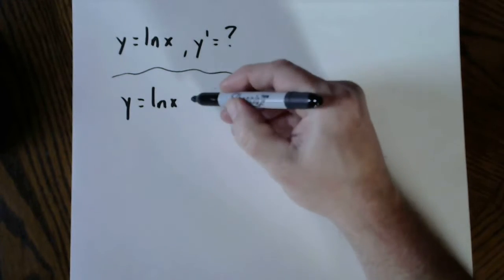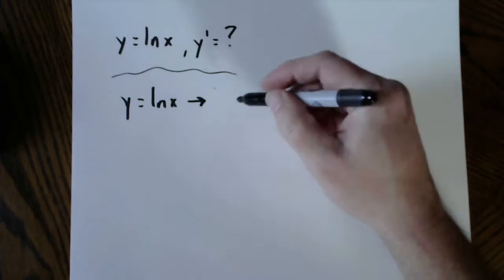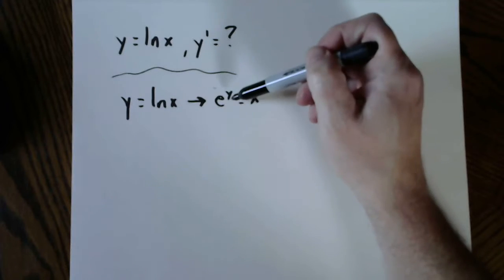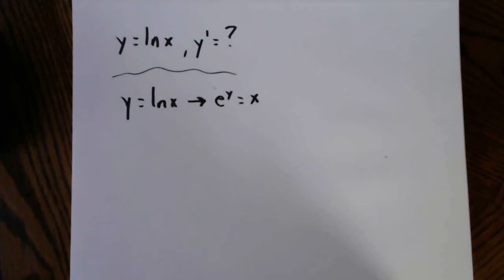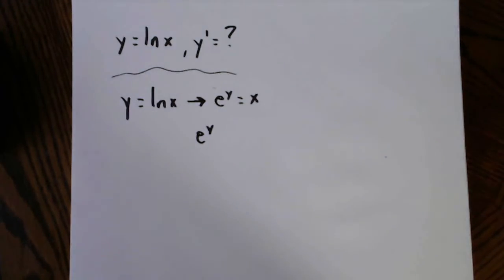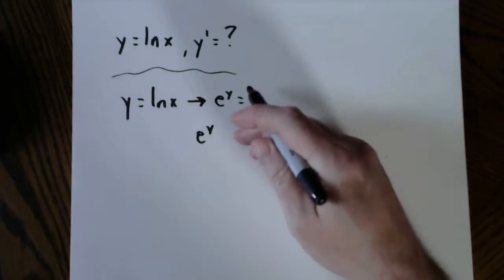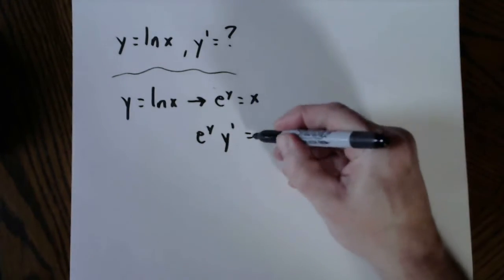if y is ln of x, by definition of a logarithm, base e to the y is equal to x, right? And this is a logarithmic representation. This is an exponential representation. So what I'm going to do is take derivatives of each side with respect to x. So I'll have the derivative of e to the y is e to the y. Remember your implicit differentiation. When you take the derivative of a y term, you introduce y prime. And the derivative of x is, of course, 1.